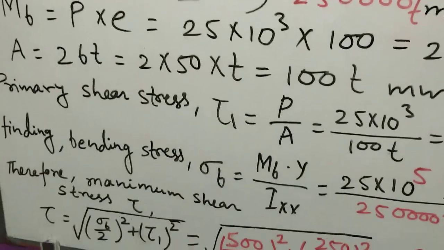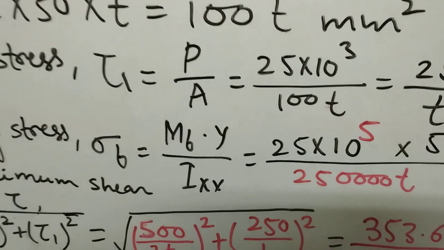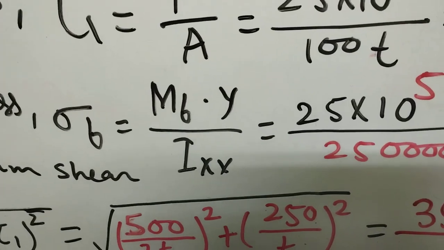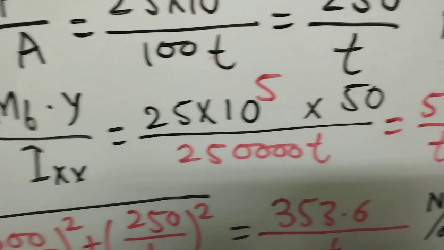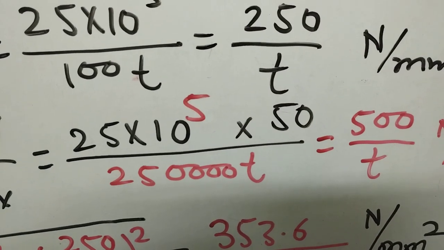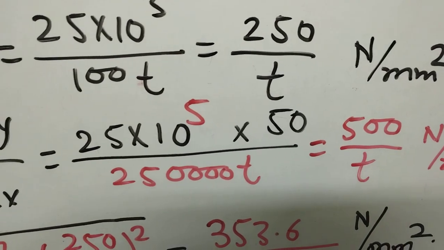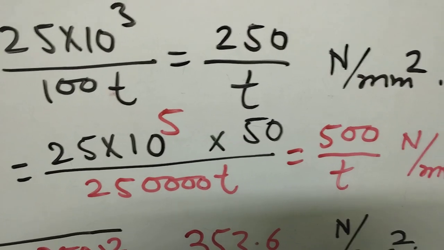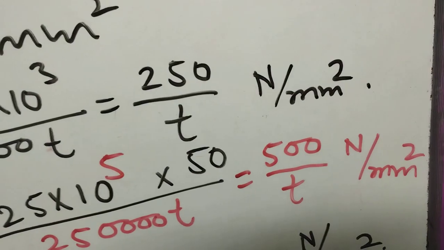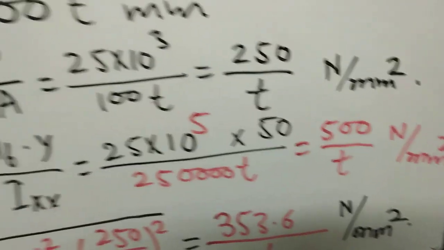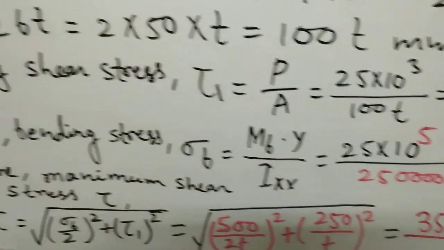Now finding the bending stress, sigma B equal to M by Z, by the equation. Then we put 25 into 10 to the 5 bending moment into 50 Y divided by 250,000 T IXX. Then the ultimate result is 500 divided by T Newton per millimeter square. This is the bending stress.